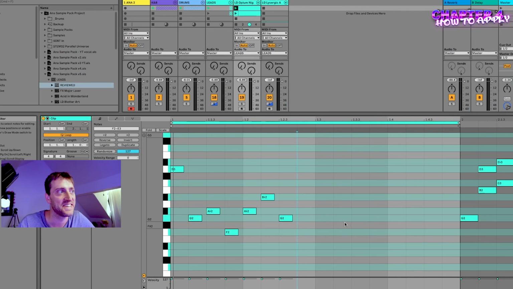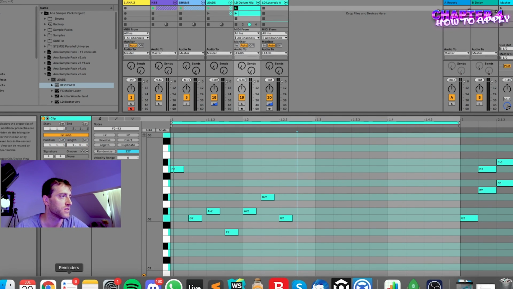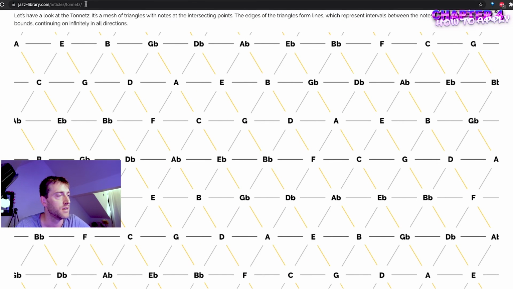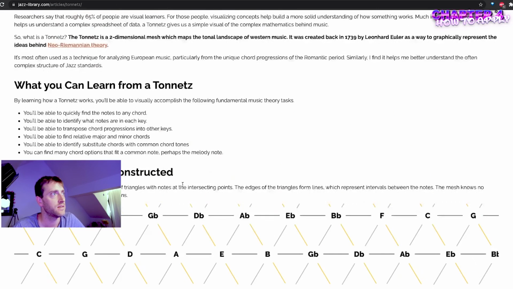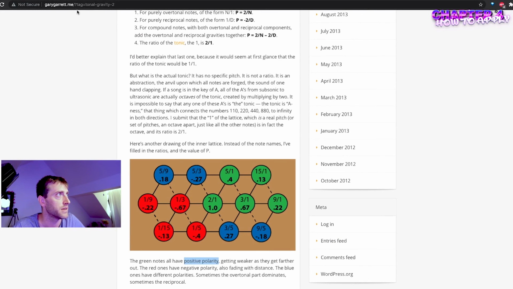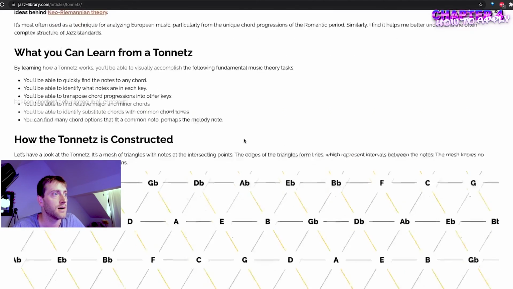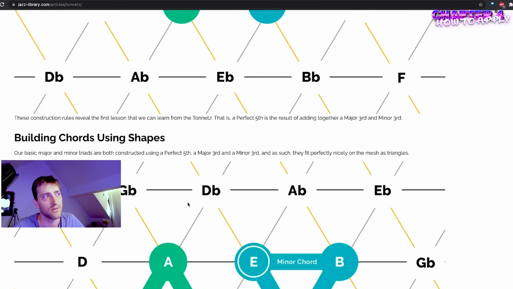But that said, that's something which really enlightened me about the gravity of the tones, and I think it's a really interesting thing. And anyways, if you dig into that page here, jazz-library.com, and also into that cool blog from garygarrett.me, you will find more interesting things you can do with that Tonnetz.